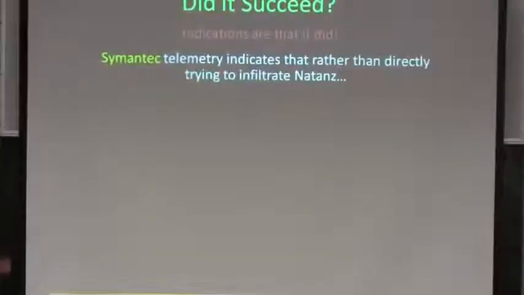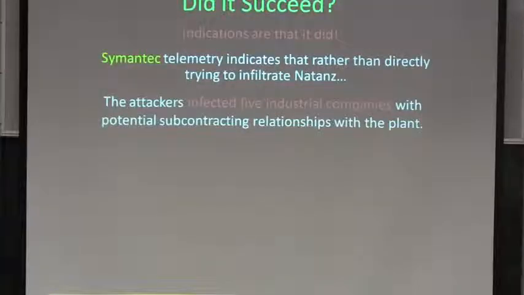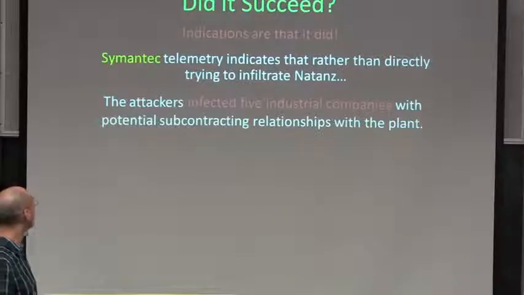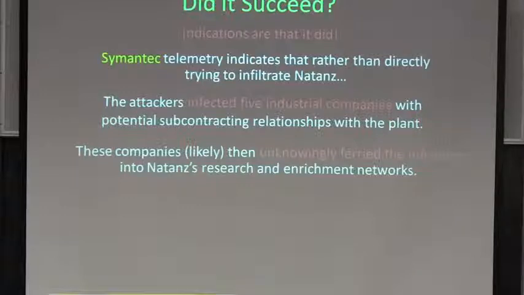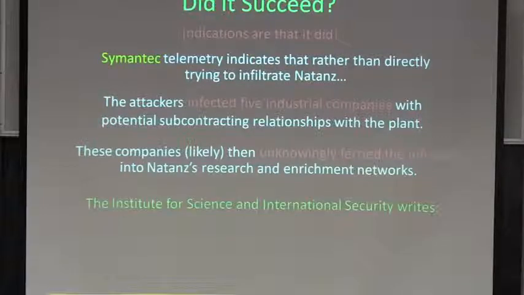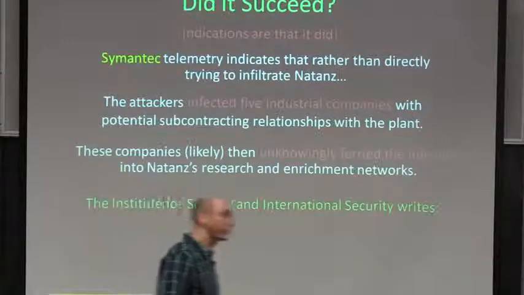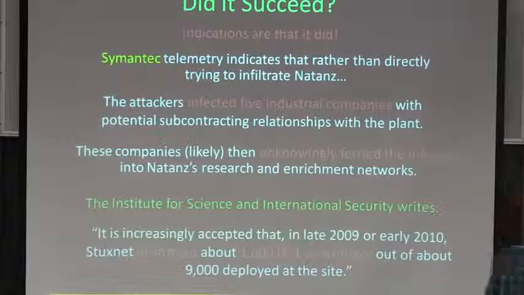Our telemetry indicates that rather than try to directly infect or infiltrate Natanz, the attackers infected 5 industrial corporations, as I told you about, that had ties to Natanz. They were subcontractors. And these companies likely then unknowingly or knowingly, there might have been spies, ferried the infection into the research and enrichment networks. And the Institute for Science and International Security writes basically that it's well accepted that roughly 1,000 centrifuges were disrupted. And I'm sure this caused them to go and reevaluate.